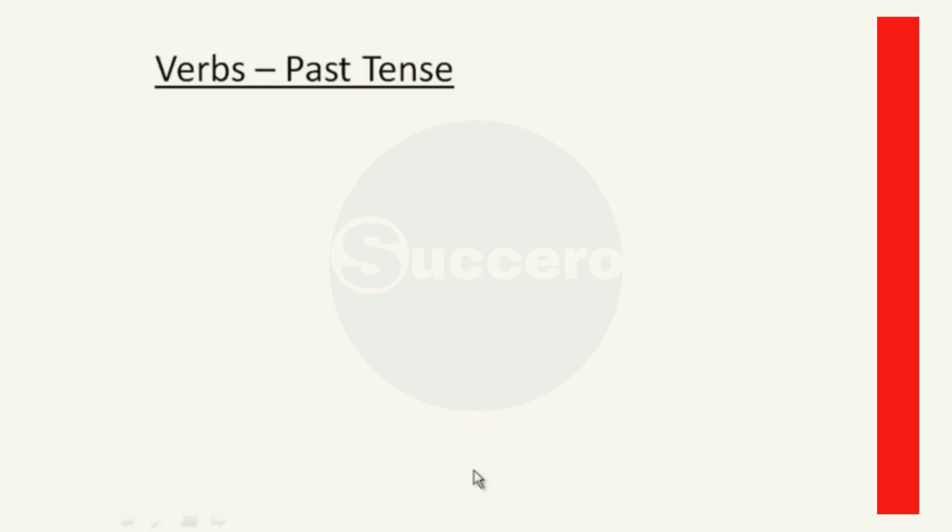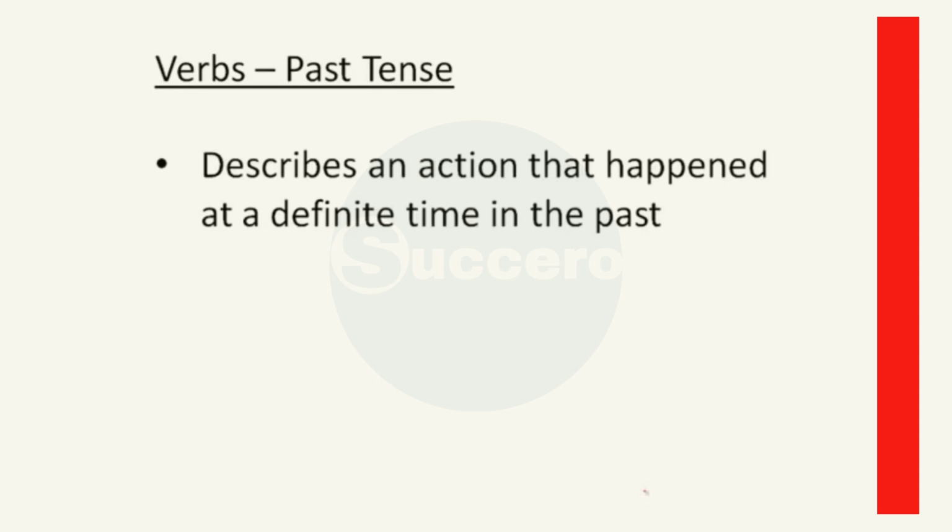In this video, we're going to go through the past tense. What is the past tense? Well, it describes something that happened in the past. So here, for instance, we have an action or even an event that happened at a definite time in the past. Yesterday, I opened the door. That would be an example.